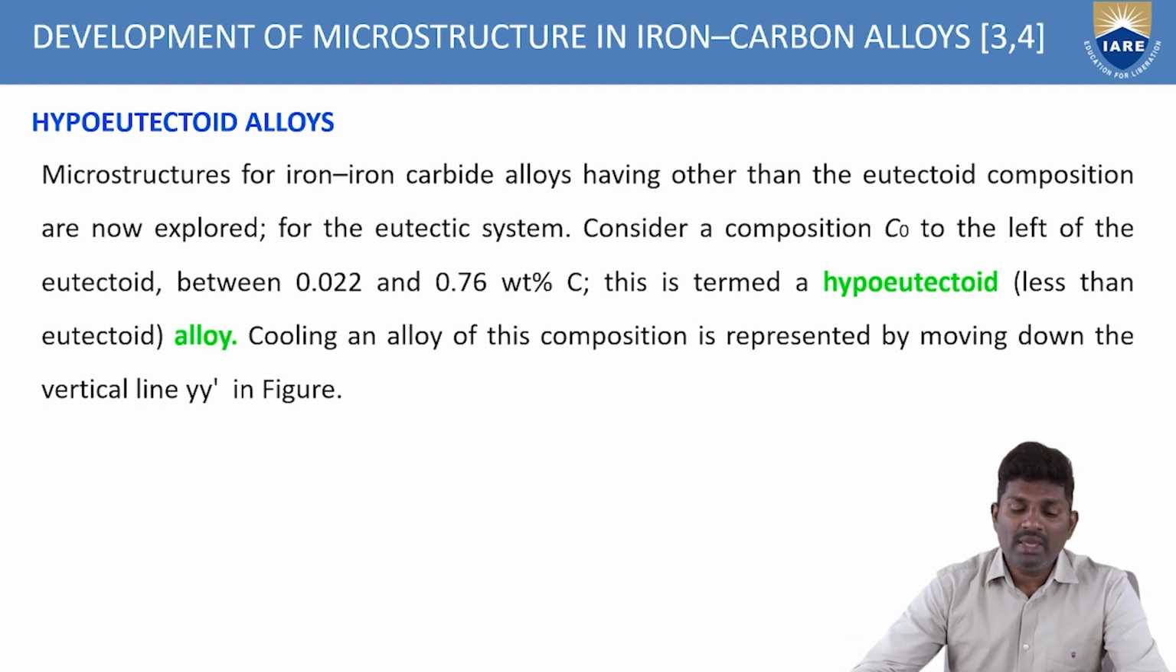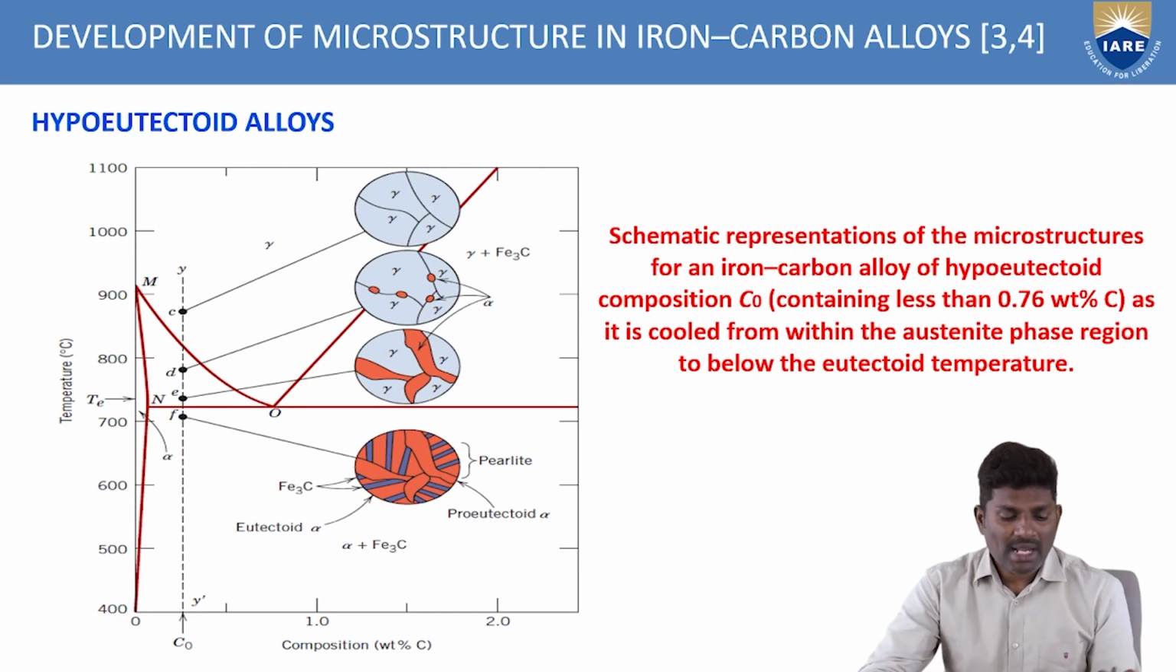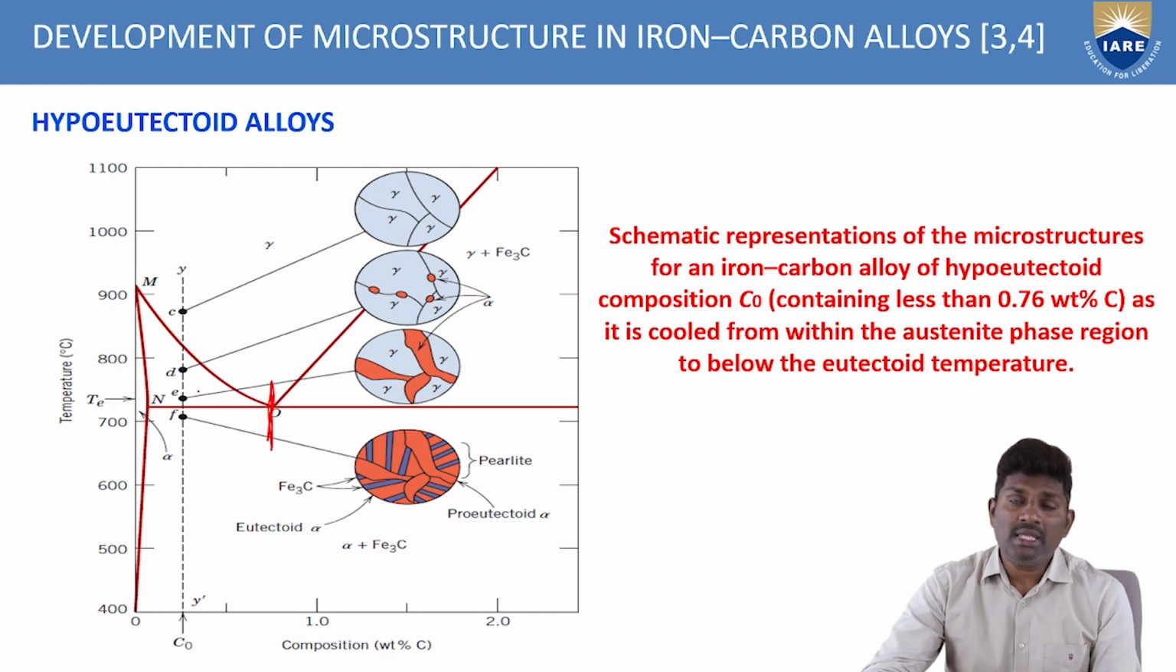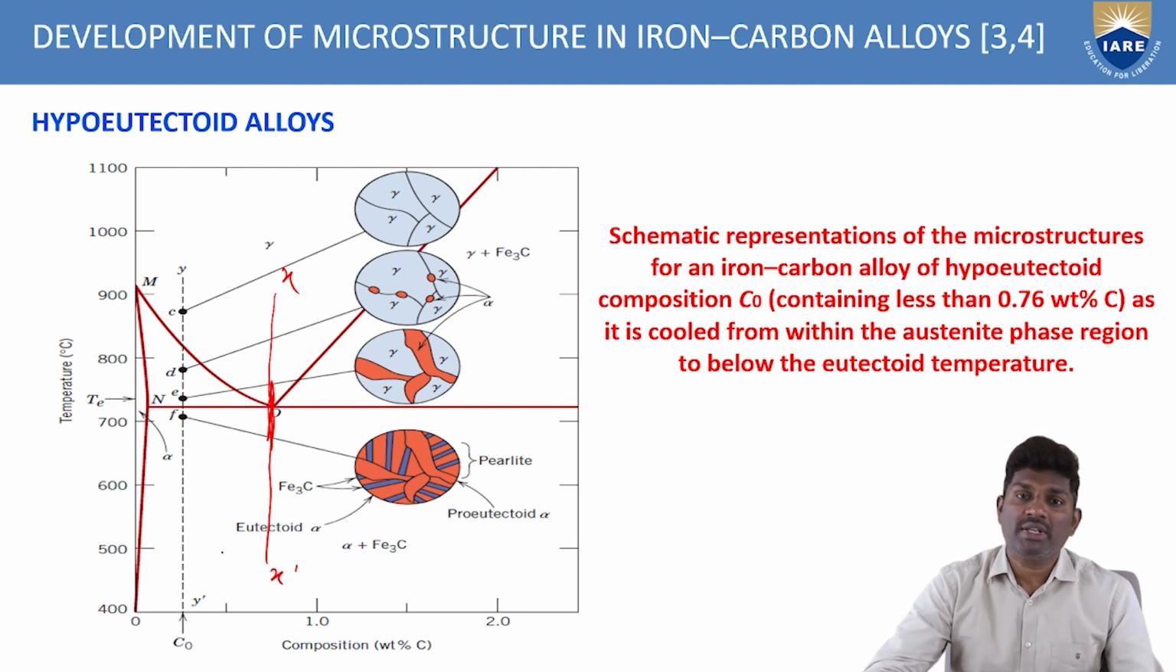So cooling alloy, the composition represent that moving down to the vertical line. So if you see here exactly, so before we have taken at this point, that is the eutectoid temperature. Now we are taking the alloy in between the 0.022 and the 0.76, then that type of system is called as a hypoeutectoid. So at this point, if you see here, so this is the line what we are taking. Earlier we have taken here as x dash, that is the eutectoid temperature. Now we are discussing about the hypoeutectoid, means the line between that 0.022 and 0.76 weight percentage of carbon, then that type of system is called as a hypoeutectoid.